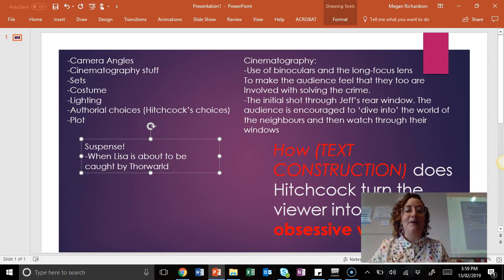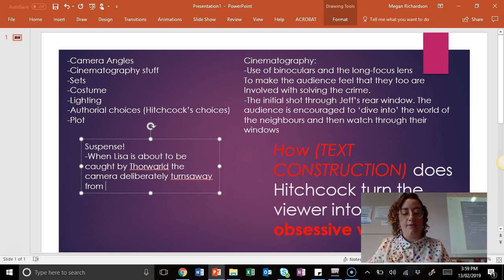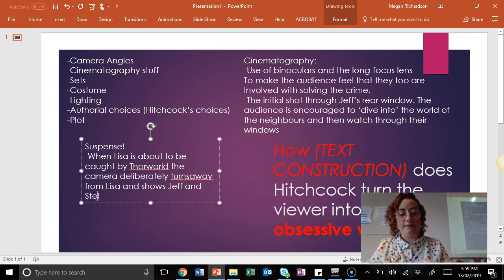When Lisa is about to be caught by Thorwald, the camera deliberately turns away from Lisa and shows Jeff and Stella. Talk about how, that's the one, dramatic irony. Yes, that's it.